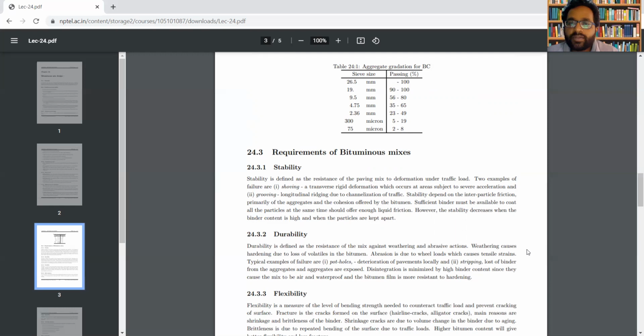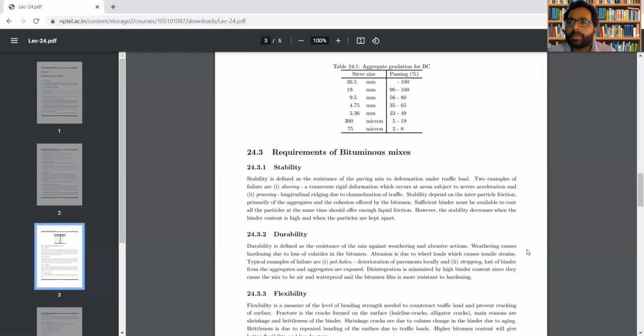So, stability of the mix. When we speak about a bituminous mix, the stability of the mix will depend on the interparticle friction. What is the interparticle friction? It is primarily the friction between the coarse aggregate particles, and also how much cohesiveness is offered by the bitumen. The cohesiveness offered by the bitumen is highly important to how stable the mix will be, right?